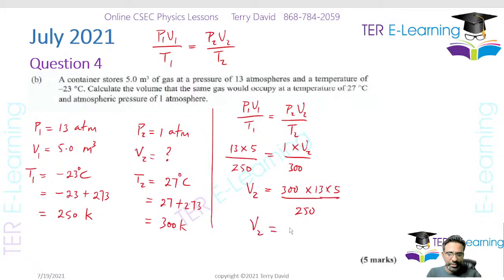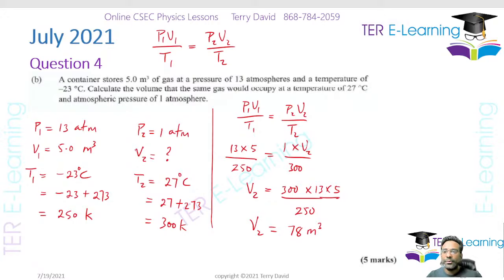So this is going to give me 300 multiplied by 13 multiplied by 5 divided by 250, and what I'm going to get as my volume is 78 meter cube. Like I said, I'm doing the paper now, I didn't do the paper before, so if you see me make a mistake, just let me know. Make sure you convert to Kelvin. If you had looked at the crash course, I emphasized that over and over: you have to work in Kelvin when you're using the gas laws. And that's it for that part of the question.